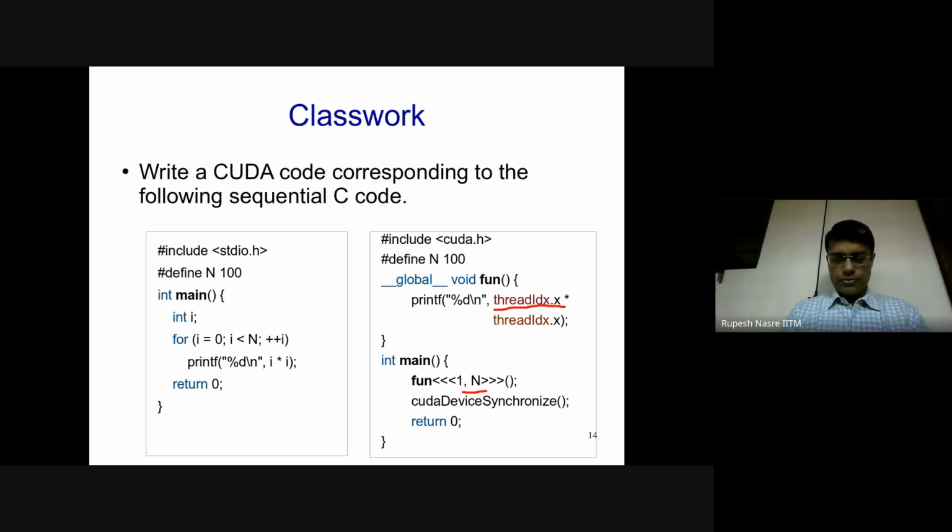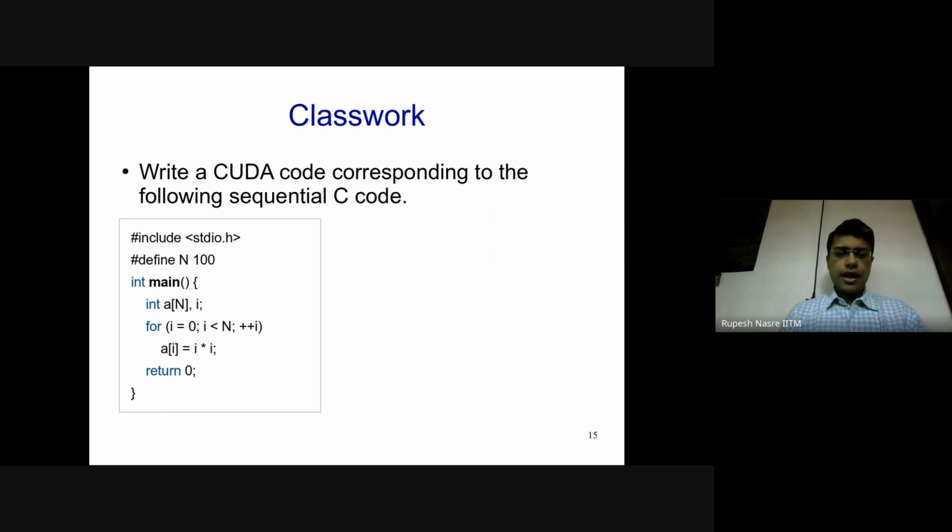All right, so now let's make it a little more complex. Instead of printing the squares, I want to store them in an array. That array I am defining is of size n, and I would like this code to be parallelized on the GPU. I would like you to think about how this code will look, and then we'll discuss.